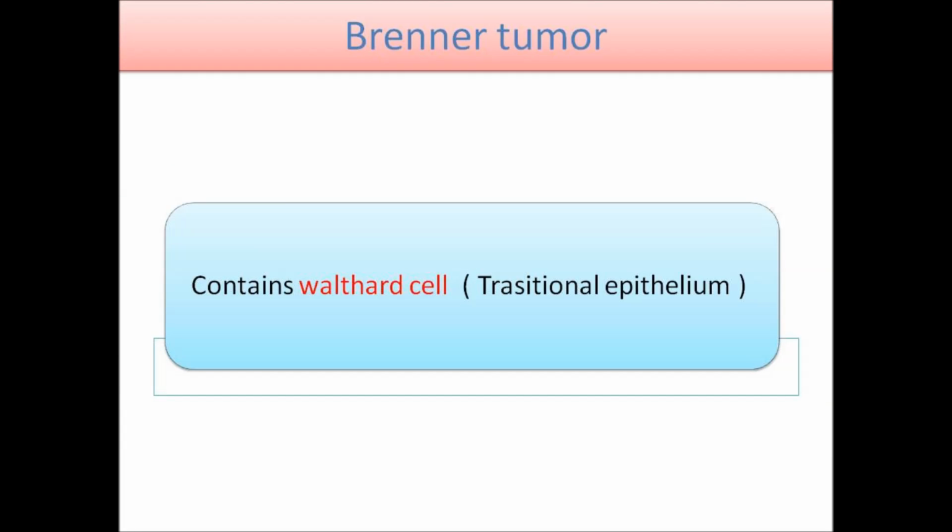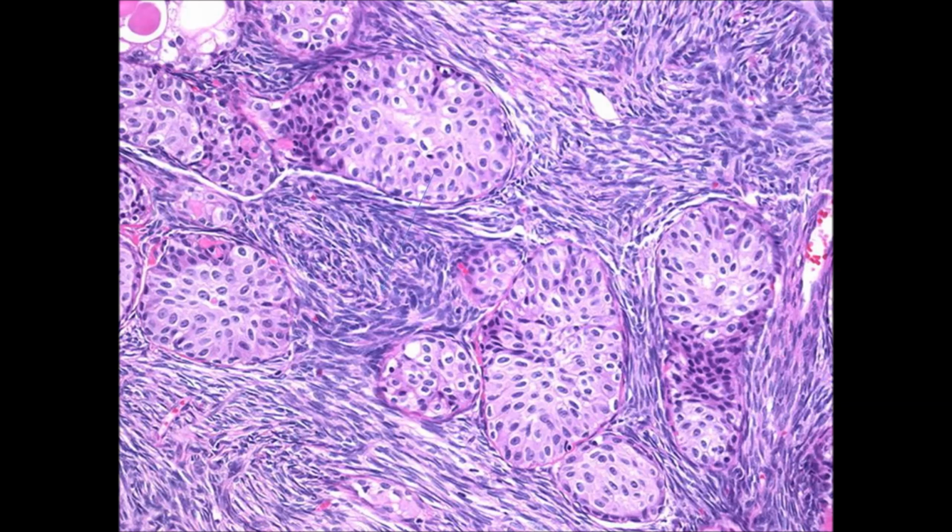The last type of surface epithelial tumor that I will discuss is known as the Brenner tumor. This tumor is important for only a single point. It contains a transitional epithelium, which is the same epithelium that forms the bladder, the urinary system, which is known as Walthard cell rests. Brenner tumor contains a transitional epithelium. This is the only important point for us. We can see here, this is the transitional epithelium. We have these transitional cells with their large nuclei which form nests. This is seen in Brenner tumor.